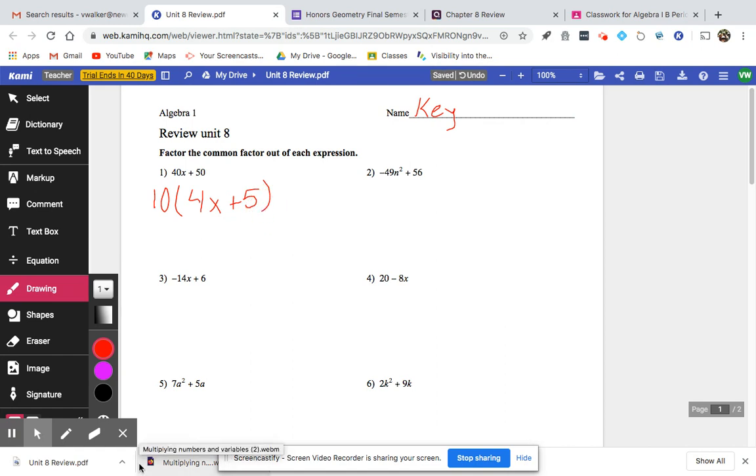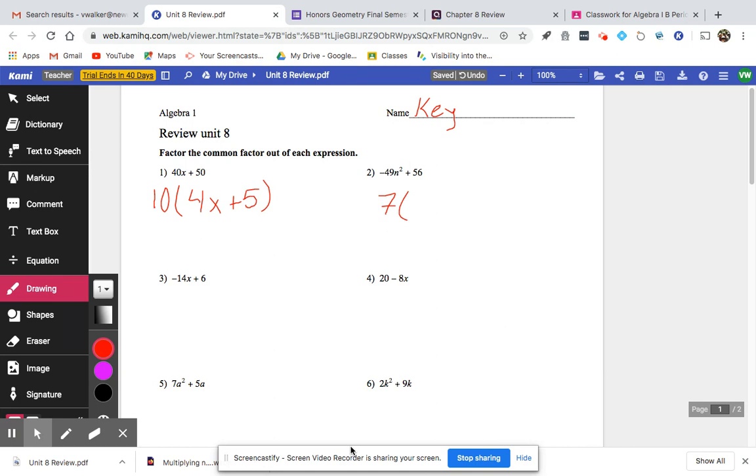Number 2, I have negative 49a squared plus 56. I look at both of them and I ask myself, what's the largest number that can go into both? That would be 7. And again, how am I getting these numbers? It just is a matter of kind of playing around with it and thinking about it just a little bit. 7 can go into both of these numbers. This is the largest number that can go into both of them.